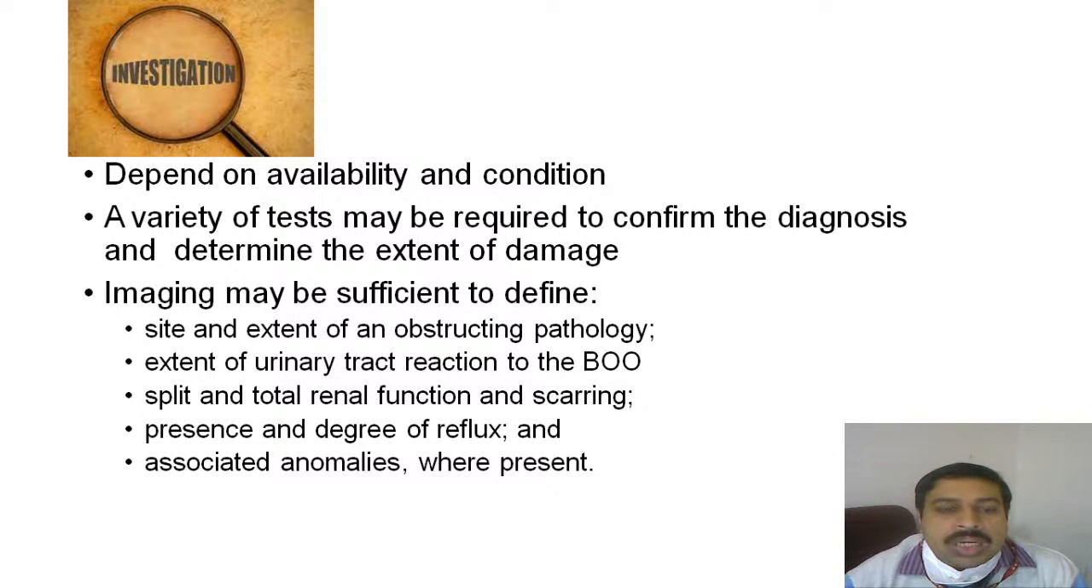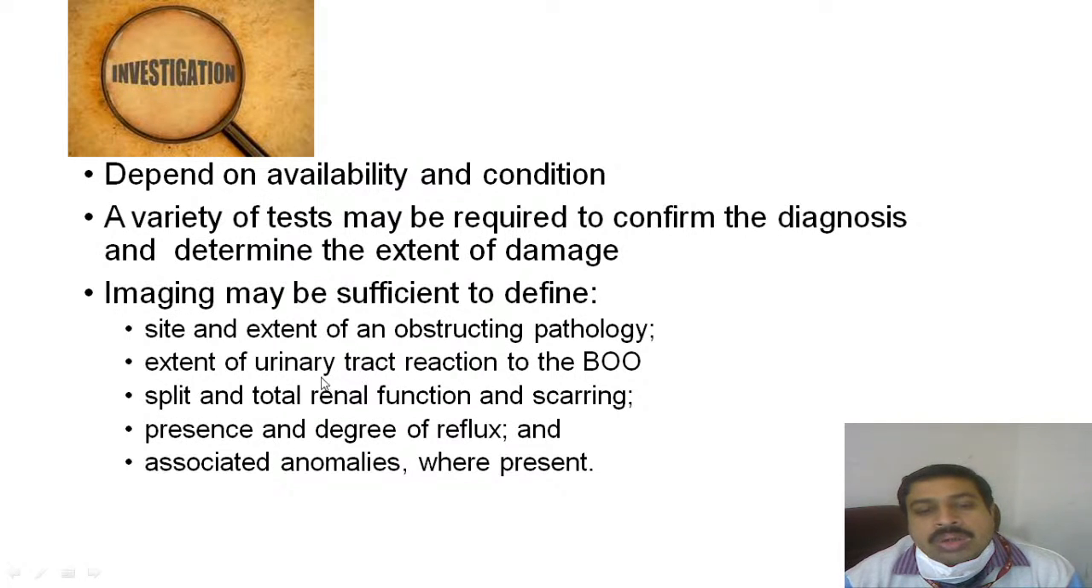How would you do that? By investigating them. What are we trying to look into? We are trying to do some tests which will tell us the site of the obstructing pathology and how severe it is, whether it is a partial one or a complete one. Of course, how bad the kidneys are, the extent of the urinary tract reaction, meaning what's the status of the upper tracts.